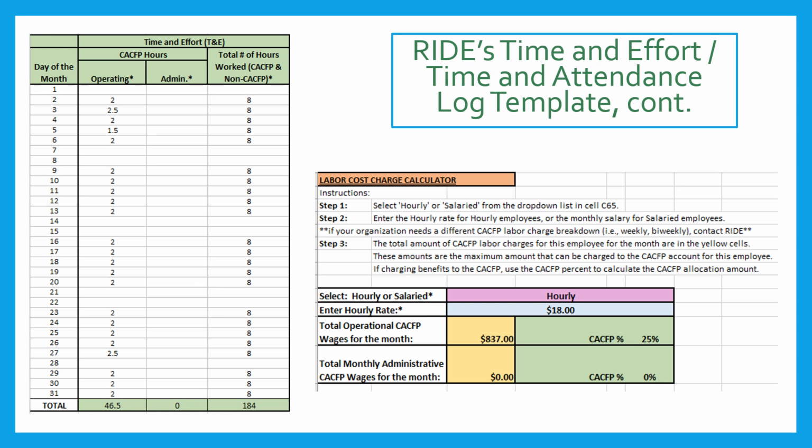In the labor cost charge calculator, hourly is selected for this employee, which prompts the hourly rate to be entered in the next cell, which for this employee is $18 an hour. Once this is entered, the total operational CACFP wages for this month will be calculated automatically, and the percent of their monthly wages attributed to the CACFP will appear in the green cell to the right. If the sponsor charges benefits to the CACFP, this would be the percentage that could be applied for this employee for this month.